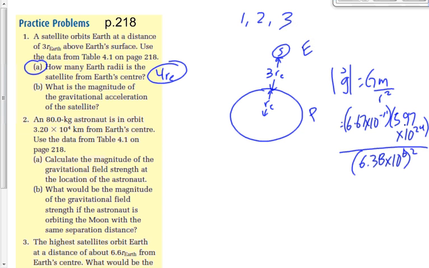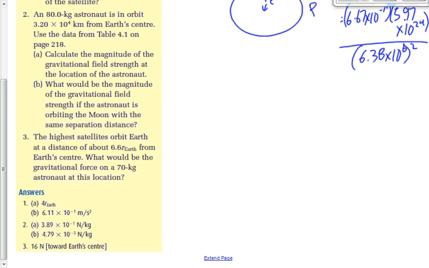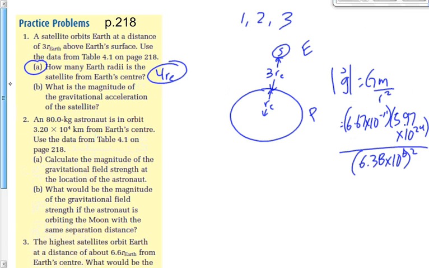Which we've got to square. We do the math there. Don't forget to square that. You do the math there, it should work out to be 6.11 times 10 to the minus 1. What units could we use? I just cheated and looked at the answer there to see what that was so I wouldn't have to calculate it. They had meters per second squared. Can you use meters per second squared? Sure you can.